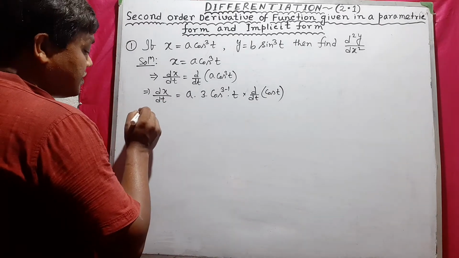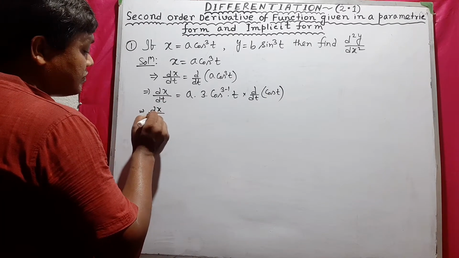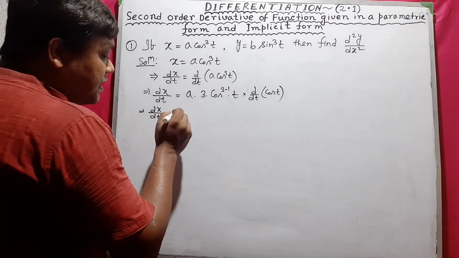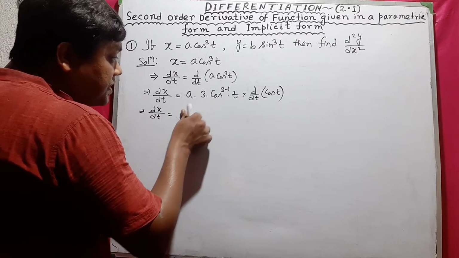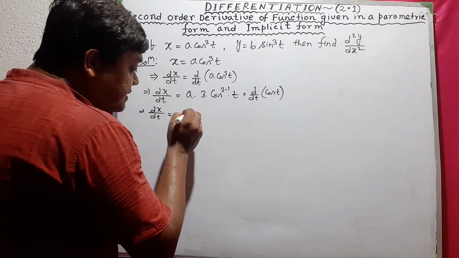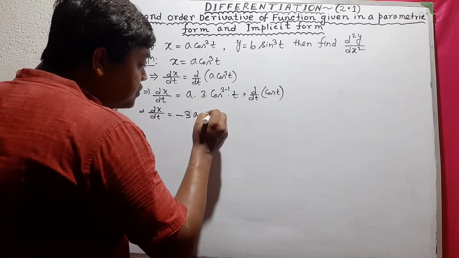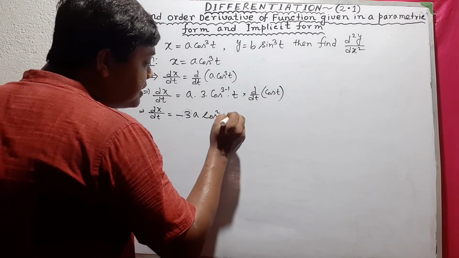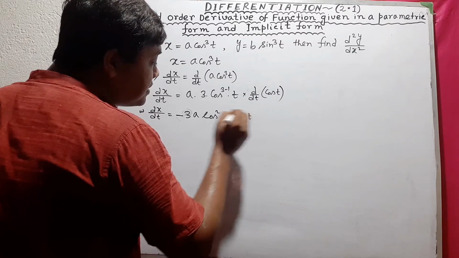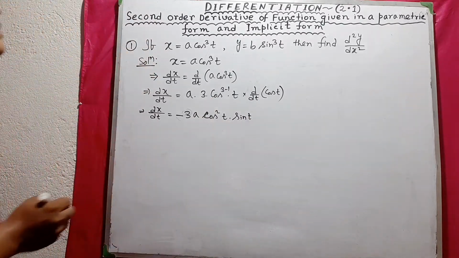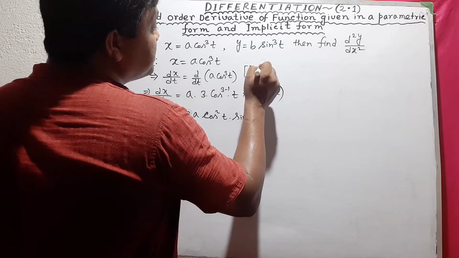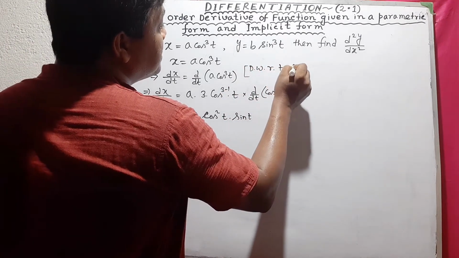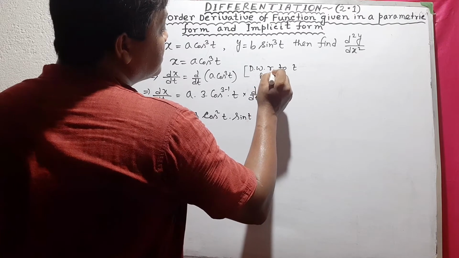Okay, so dx/dt equals 3a cosine squared t, and the derivative of cosine t is minus sin t, so minus 3a cosine squared t into sin t. And of course we have to write down differentiate with respect to t, both sides.